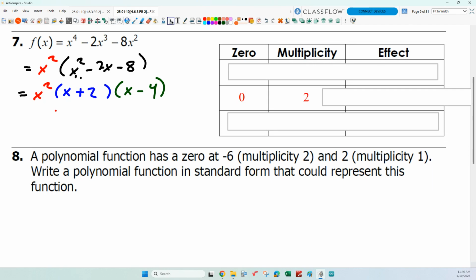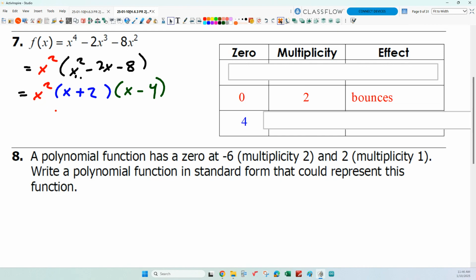So what's he going to do? Going to bounce. 0. Negative 2. What's, oops, I got them backwards. I had it right the first time. I guess I got the colors backwards.